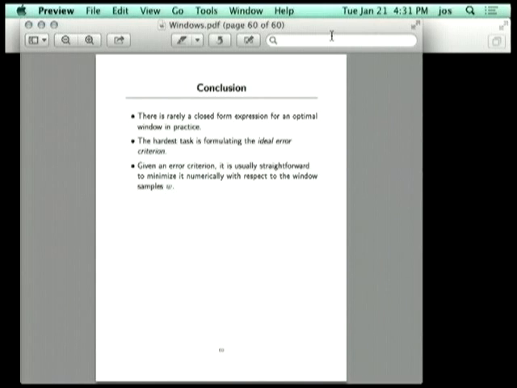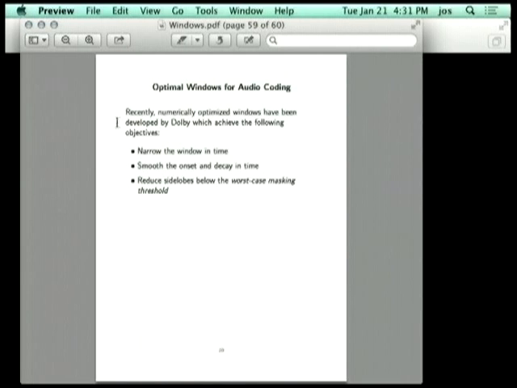And I happen to recall that the very last slide says, oh, maybe it's the second one. There's a window by Dolby. I think they have a patent on this actually, and it optimizes the following. It gives you a narrow time window. It gives you a smooth onset and decay, and this is the point I was just making. The side lobes are pushed below the worst case masking threshold. So it's not going for a uniform side lobe level or a particular roll-off rate. It's just saying push them down below the masking threshold. So it's purely a perceptually driven side lobe design, side lobe spec. And that's really what you want for audio.